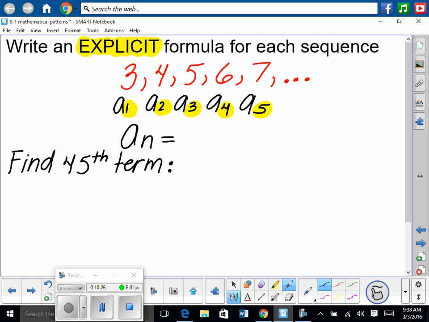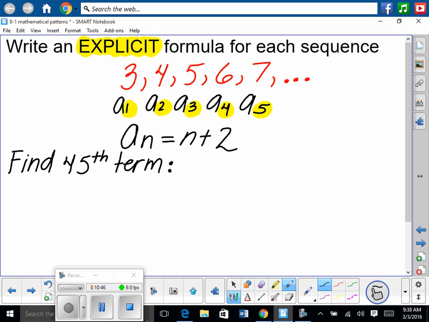So how do we get from 1 to 3? You added 2, but let's check and see if that works here. How did we get from 2 to 4? Added 2, n plus 2, right? And then is it 3 plus 2? Yep. 4 plus 2? Yep. 5 plus 2? Yep. 7. Okay, so our formula must have been n plus 2.